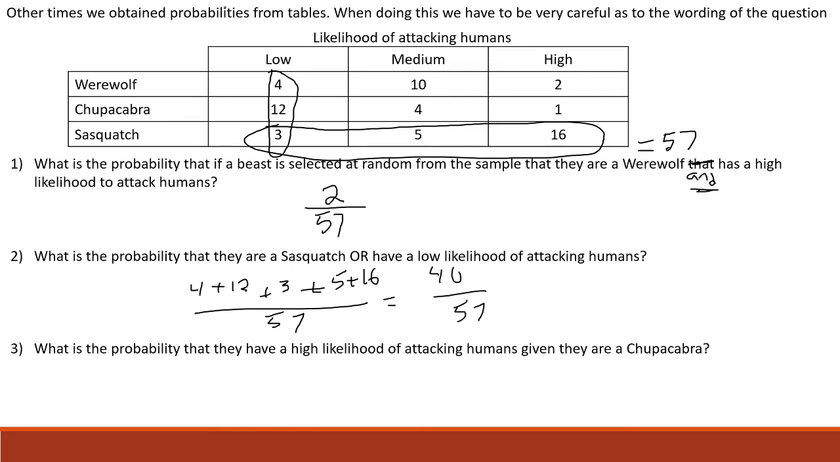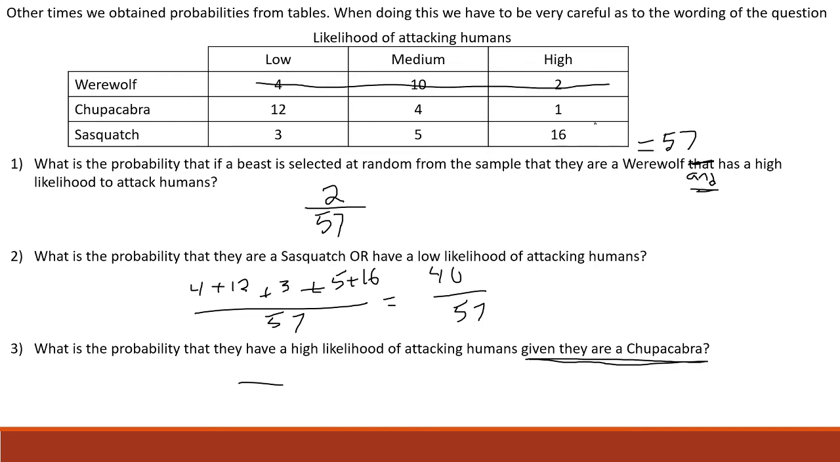Now, the last one here is more of a given situation. So what's the probability that they have a high likelihood of attacking humans given they're a chupacabra? So given means I'm limiting my total number here. Given means that the bottom number here is going to change. So given they are a chupacabra, which means that I don't care about these, I don't care about these. All I'm looking for are the chupacabras. So in this case, I have 12 plus 4 plus 1, which would be, let's see, 12 plus 4 is 16, plus 1 is 17.